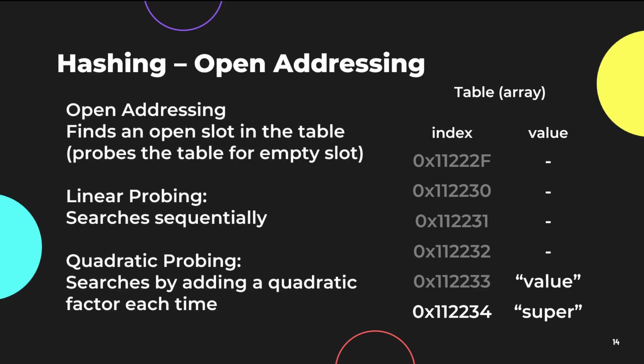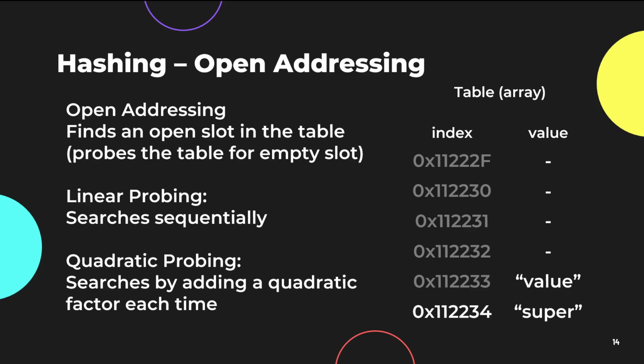This is what we call open addressing. So you're going to find an open slot in the table, then you insert the value there. The process of searching for the open slot is what we call probing. So you probe the table for the open slot. There are two types of probing, actually a lot of types, but two common ones that we teach. First of all, is linear probing.